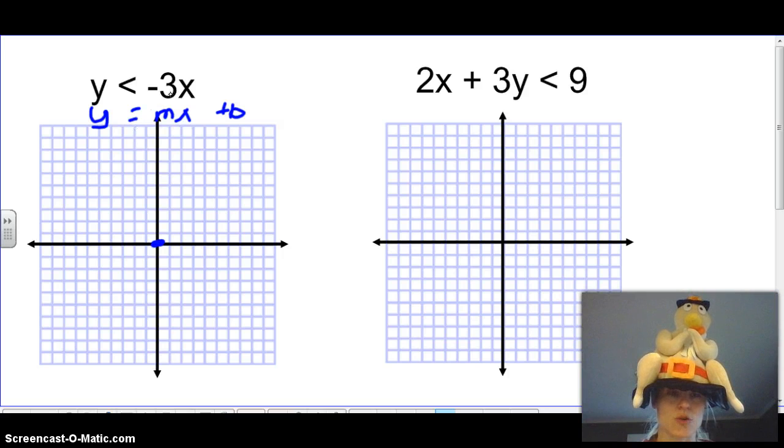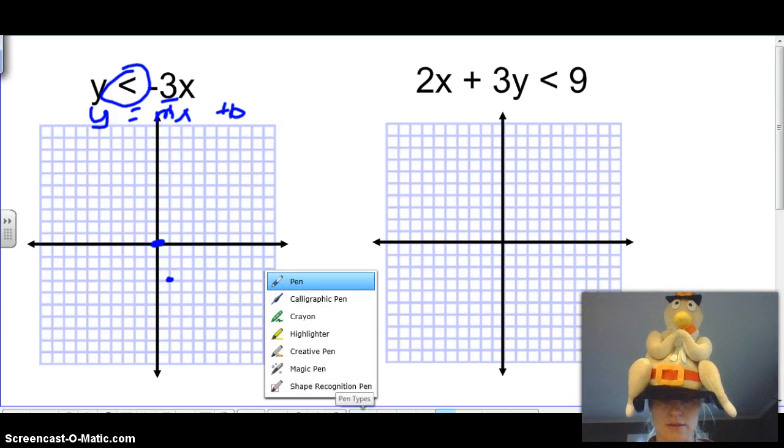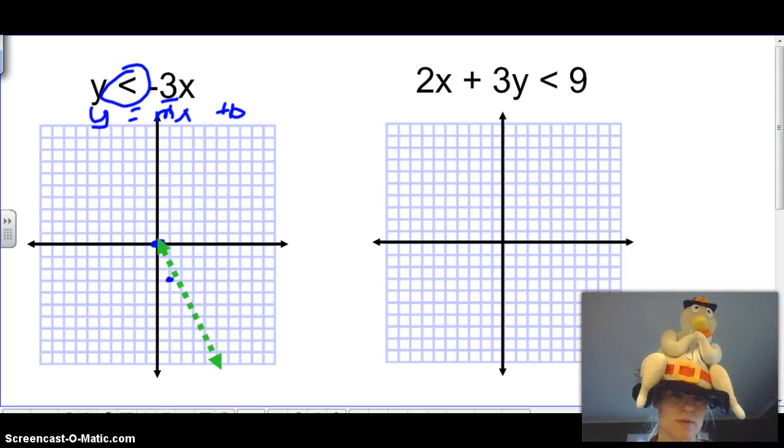Then we graph the slope, which is -3, or you can think about it as -3/1. So go down 1, 2, 3, and right 1. And then we look up here to see whether we're going to draw a dashed or a solid line. There's no equals to here, so that means we draw a dashed line. So let me draw a line, and I want my dashed line, and then we'll draw one through here.